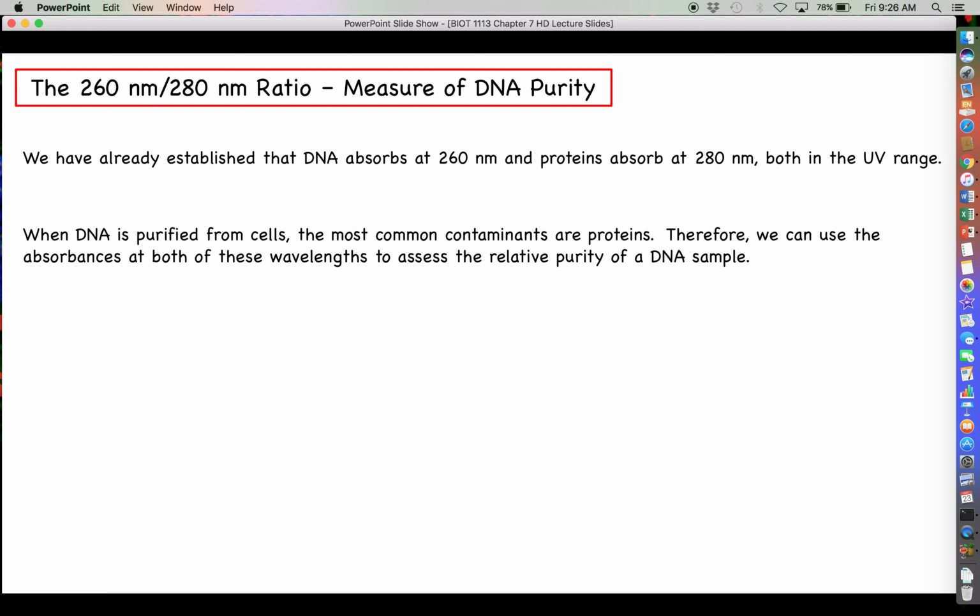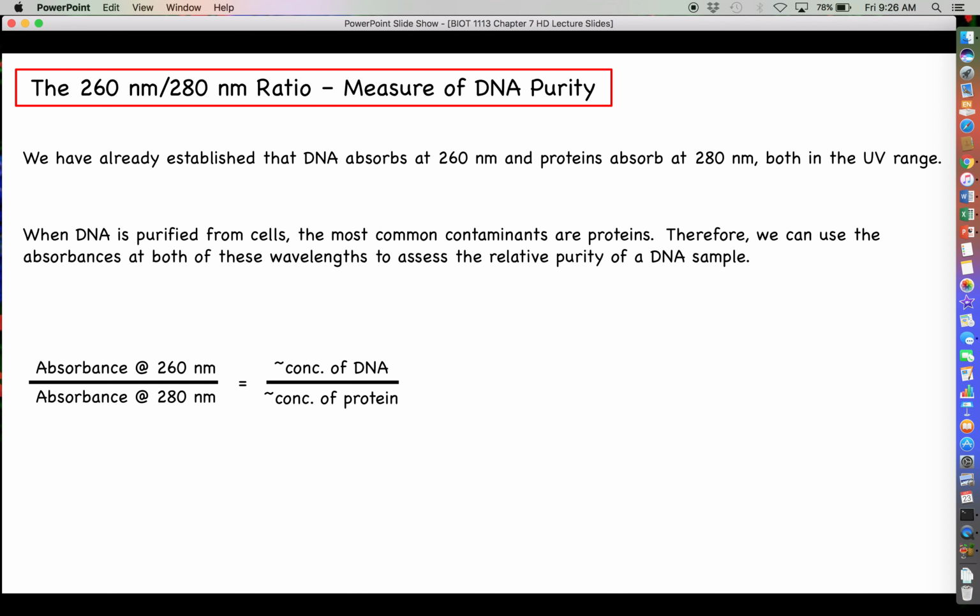So if you're performing a type of DNA extraction in which you are getting DNA purified from cells, you're going to have a little bit of contamination. It's not going to be just 100% DNA. There may be a little bit of RNA, there may be a little bit of this and that, but your most common contaminant is going to be proteins. There are a lot of proteins that really like to stick to the DNA. So since we know that DNA absorbs at 260 and proteins absorb at 280, if we measure both of these absorbances, we can use the ratio of those two absorbances as a relative measure of the purity of the DNA sample.